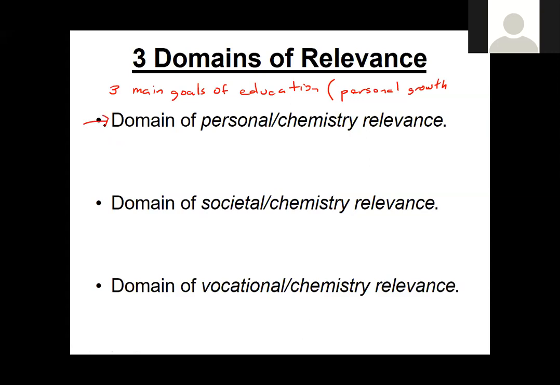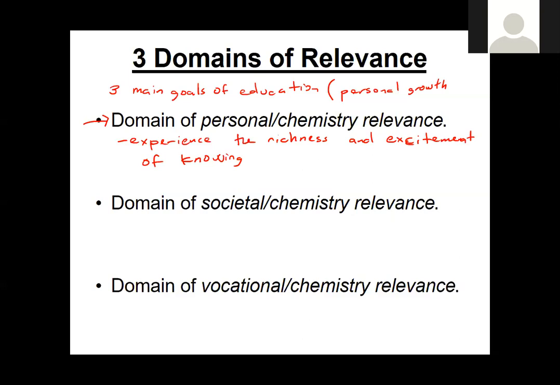Okay? So out of this, what we call personal growth, if you're going to look at the domains of relevance, there's a domain of personal or chemistry relevance. So this domain encapsulates the aspiration that all students will experience the richness and excitement of knowing about and understanding the natural world, and the use of appropriate scientific process and perspective in making personal decisions.